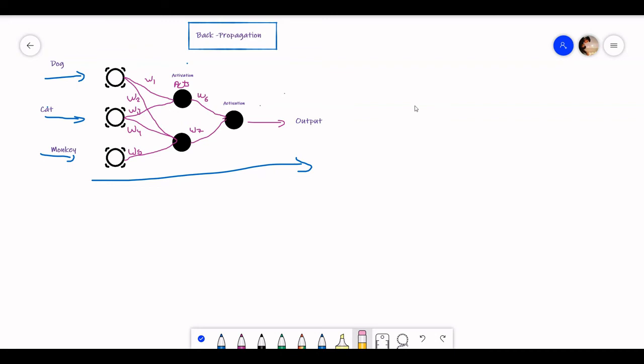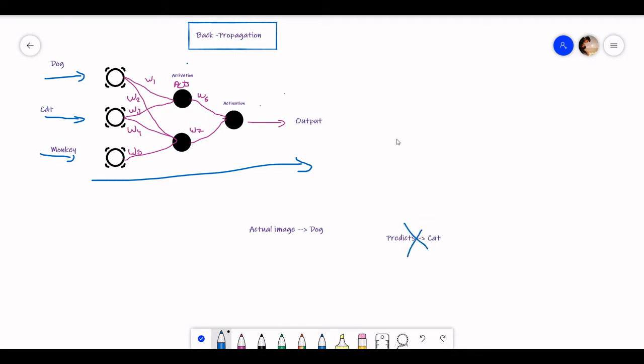In this video, we will talk about backpropagation. Suppose we made a model which has to predict dog, cat, and monkey. After the forward propagation, we send the actual image as a dog, but our model predicts that it is a cat. It simply means our prediction is wrong.